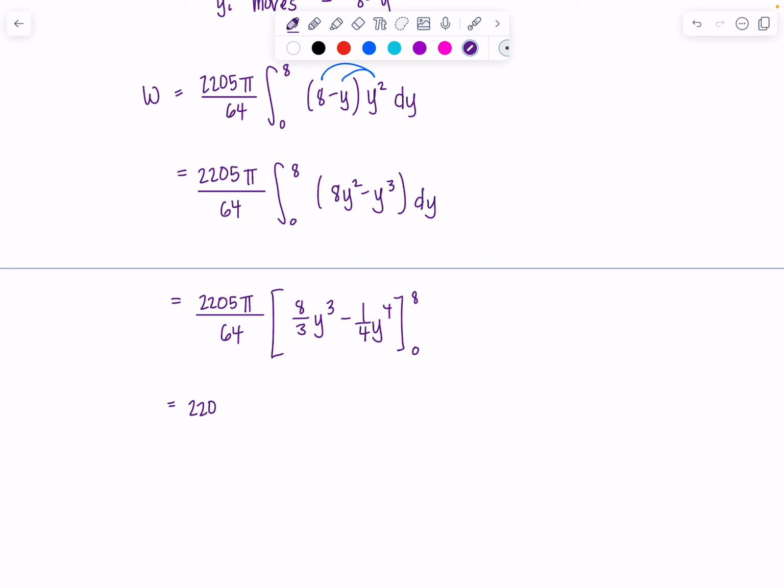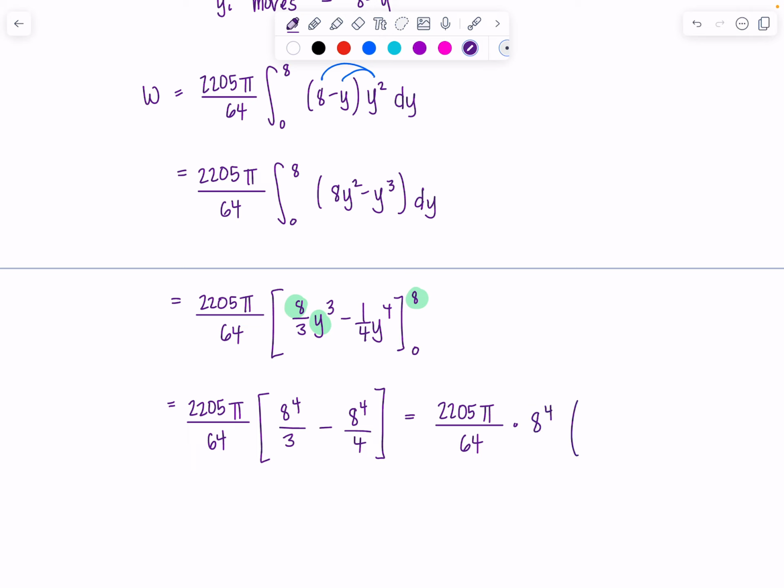And then I did fiddle with this. I didn't want to reach for my calculator until the bitter end. So I noticed this was fun. If I put 8 in for y, 8 cubed times another 8 is going to give me 8 to the 4th over 3 minus, and then again I have 8 to the 4th over 4 minus 0. So you can factor out that 8 to the 4th. 2,205 pi over 64 times 8 to the 4th times, I'll have 1/3 minus 1/4, which is 1/12.